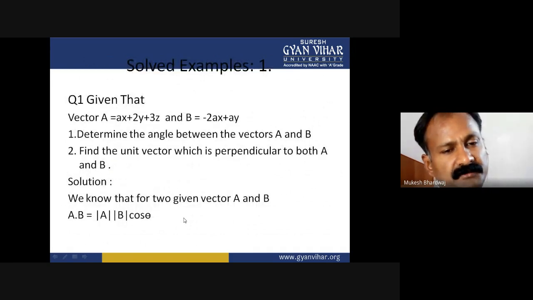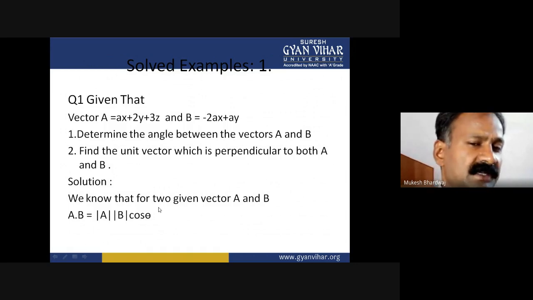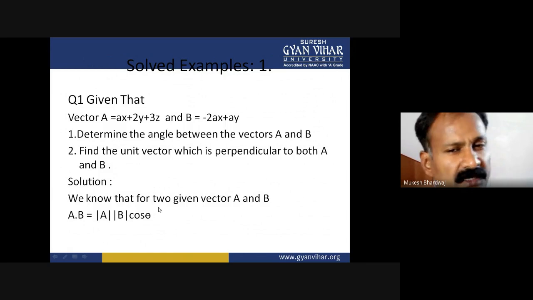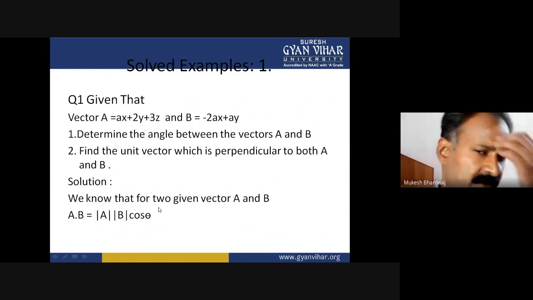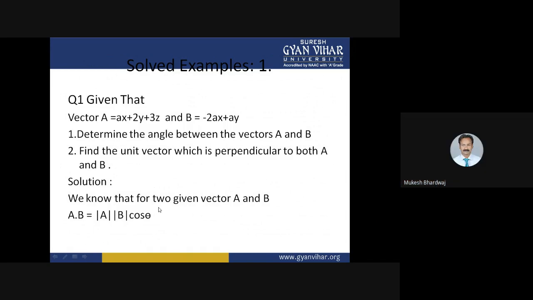Now some solved examples. Question number 1 is given as vector A equals ax plus 2ay plus 3az and B equals minus 2ax plus 3ay. Determine the angle between the vectors A and B. Find the unit vector which is perpendicular to both A and B.